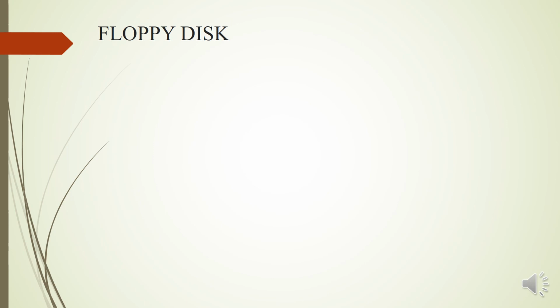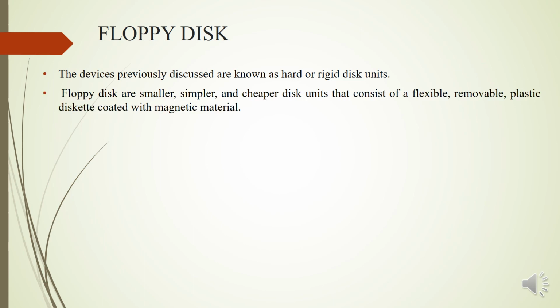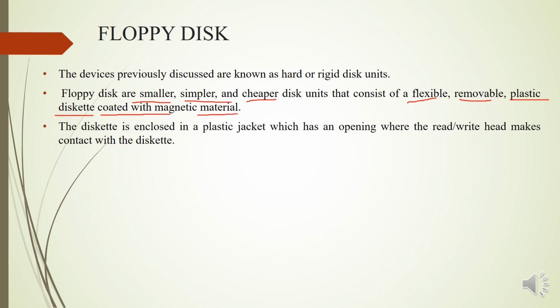Now coming to the floppy disk. The devices previously discussed are known as hard or rigid disk units. Floppy disks are smaller, simpler, and cheaper disk units that consist of a flexible, removable plastic diskette coated with a magnetic material. The diskette is enclosed in a plastic jacket which has an opening where the read or write head makes contact with the diskette.